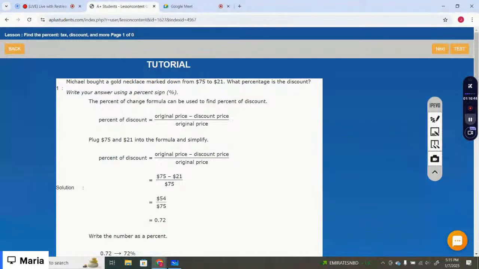75 is the original value, right? And that would be discounted to 21. So you have to calculate the discount by using the formula, that is original price minus discount price divided by original price. The original price is 75, the discounted price is 21, so 75 minus 21 and divided by 75. So that is 0.72. When you multiply it by 100, that means that is 72%.